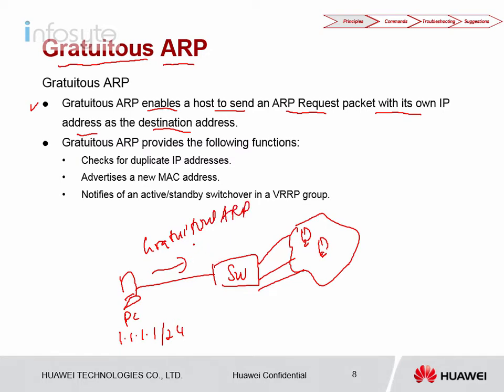And who is the destination? The destination is yourself. Now, why do you want to do that? The reason is because of these three reasons. The first is to check for duplicate IP.